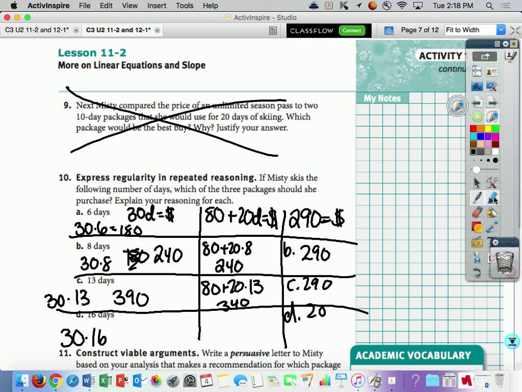Okay, so you can tell this first day, oh, I forgot a calculation. So this first day it's going to be 80 plus 20 times 1, so that's going to be 80 plus 20 is 100. This first day, and she's only planning on doing one day, this is the best deal. For day 8, these are both the best deals. For the 13th day, this one's the best deal. And for 16 days, you're going to have to figure that one out because I am not doing that one for you.